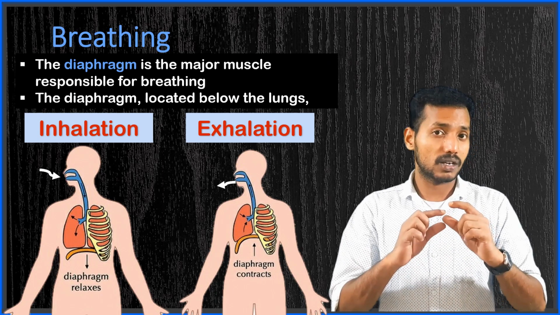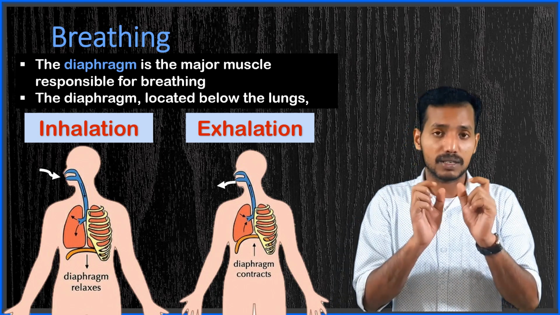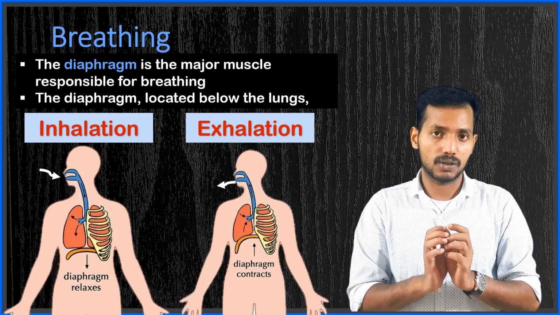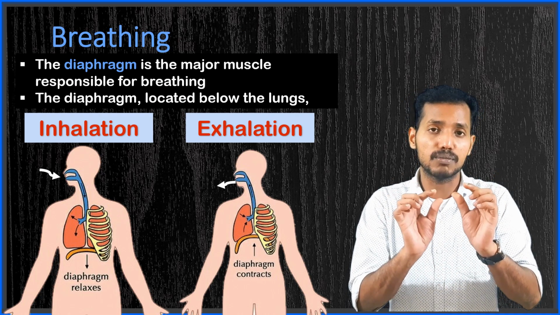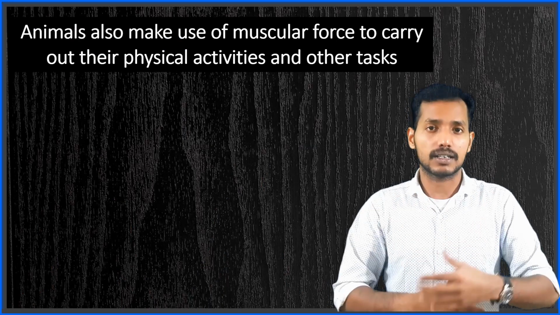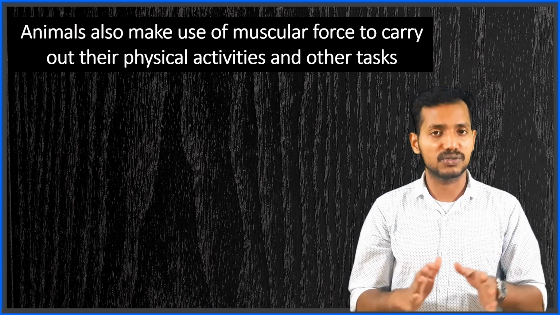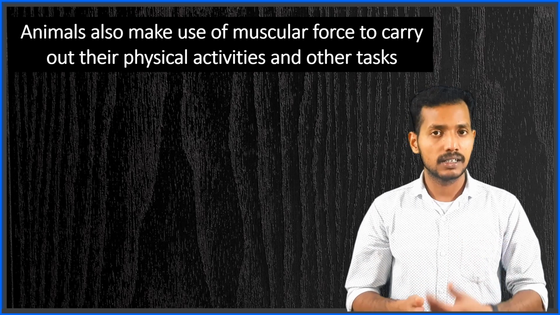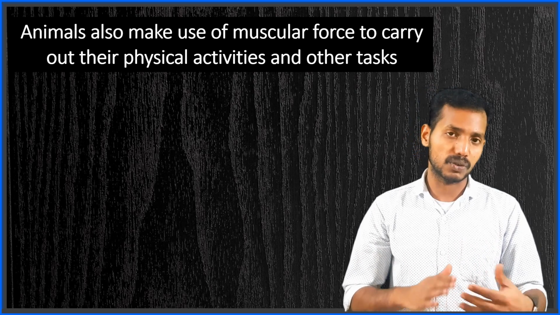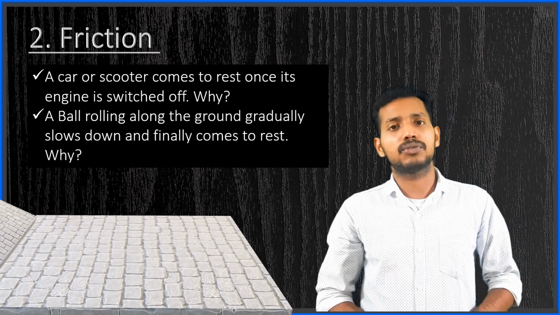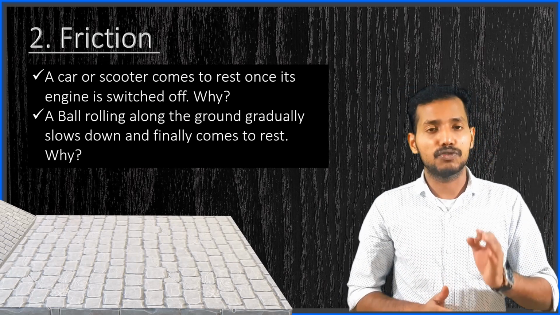How does this muscular force actually happen? Muscle cells have the capacity to contract and relax. You will learn more about muscles in later classes. Animals also make use of this muscular force to carry goods and to perform other activities. The second type of contact force is friction.